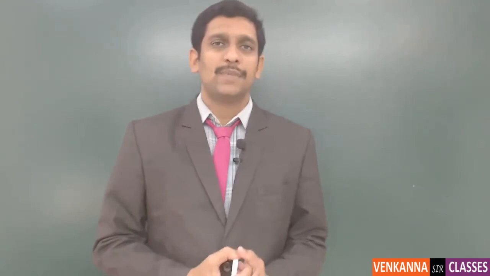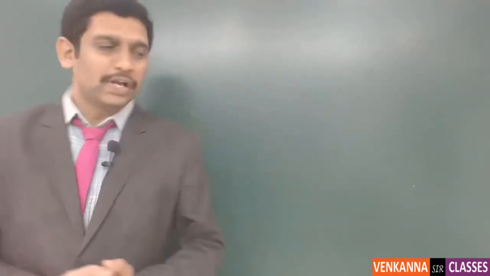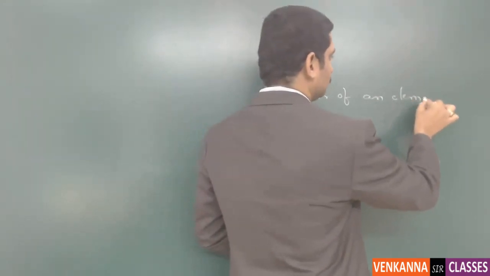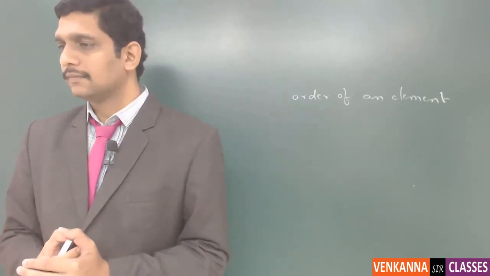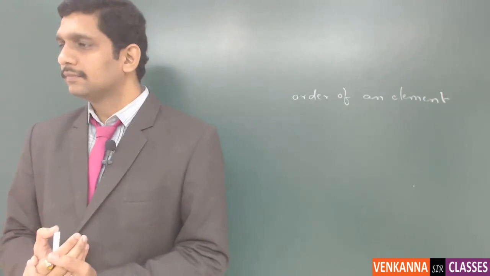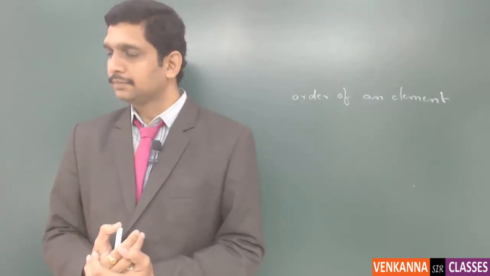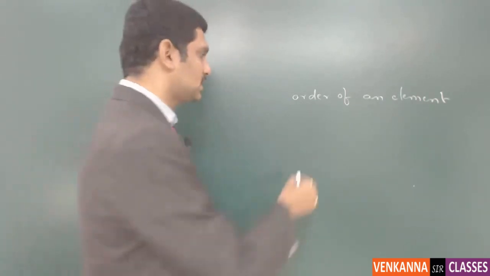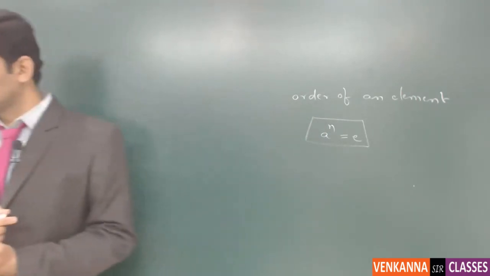So let us begin our today's session. Before that, any queries on the previous session to anyone? There we have discussed the concept of order of an element. Can you recollect the definition one more time? So can you say what is meant by order of an element? So order is nothing but the least positive integer such that a power n is equal to identity. Can you recollect that? Right.